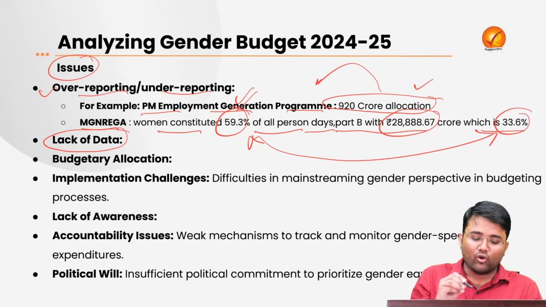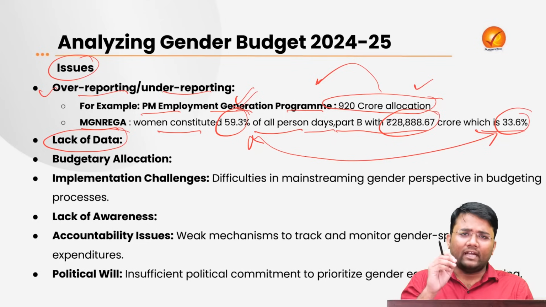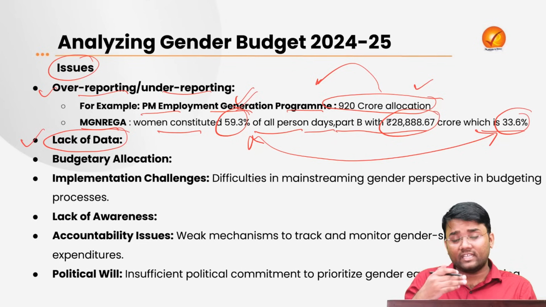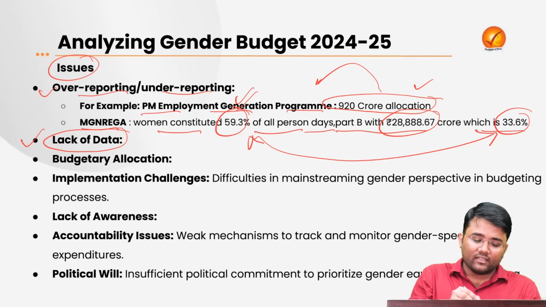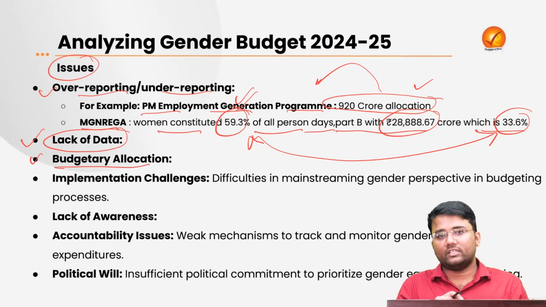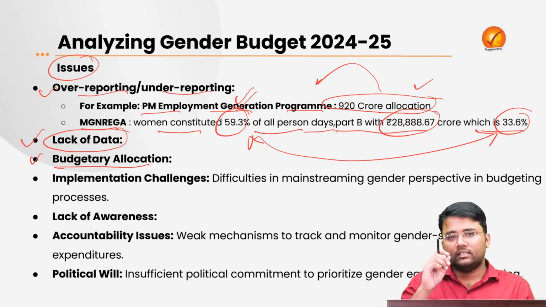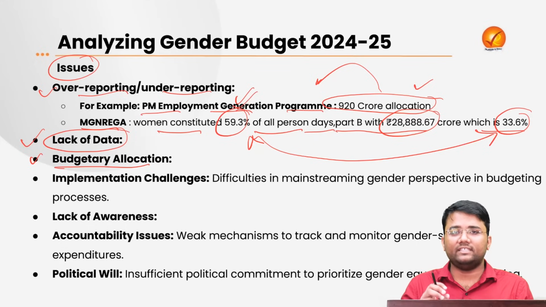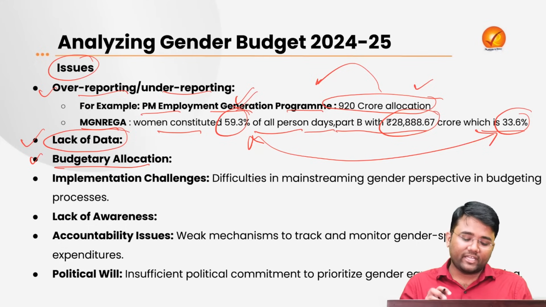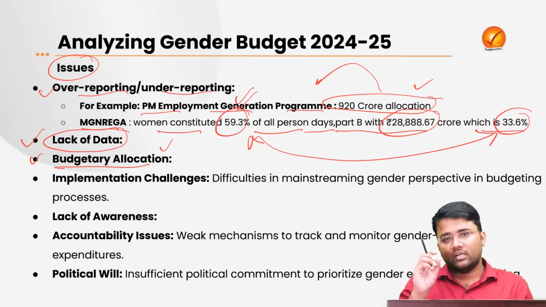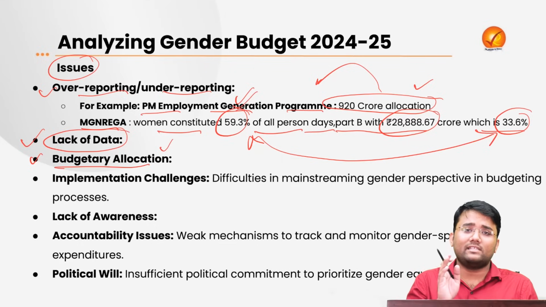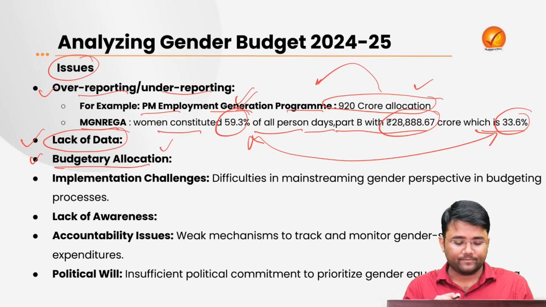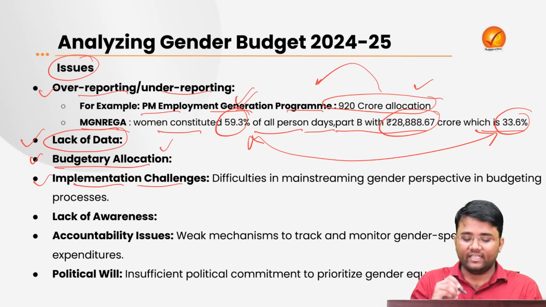Also there is a lack of comprehensive data, and this creates an issue of how much resource should be allocated. Then there are issues with regard to budgetary allocation. The government's finances are already very constrained and they have multiple liabilities, multiple priorities. So it becomes very difficult for the government to prioritize gender budgeting and give a substantial chunk of the budget for gender budgeting. Then various implementation challenges.